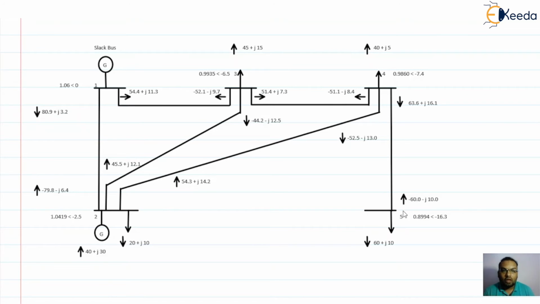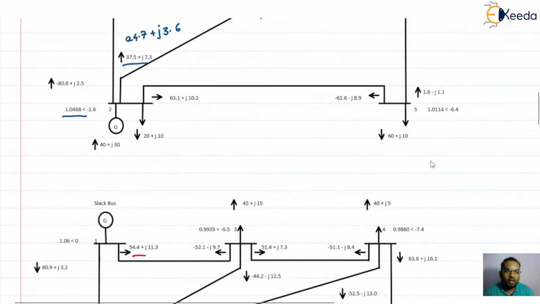Now what points can we note here? You can note that the loading of the lines has changed. All the lines are now carrying some other power. Particularly, the notable point here is that the voltage at bus 5 has dropped by 10%. Let's see what the value was earlier.